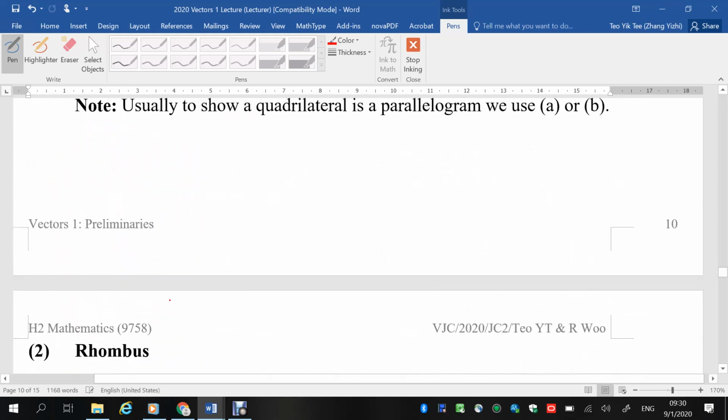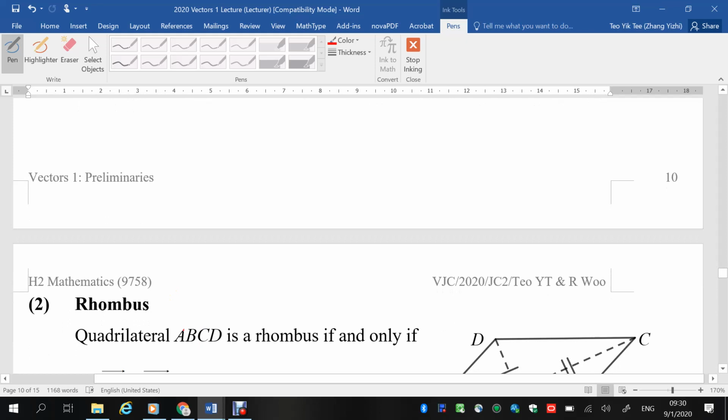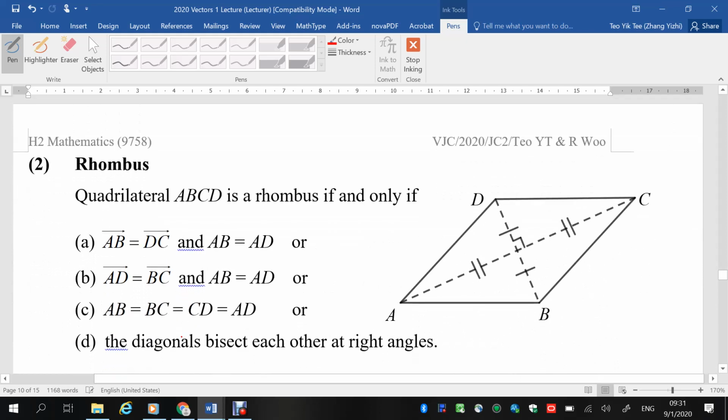Rhombus? Is a rhombus a parallelogram? Is a parallelogram a rhombus? Very good, so a parallelogram is not necessarily a rhombus. What it means is that a rhombus has additional properties that a parallelogram doesn't have, right? That's how you remember. Similarly, a square has additional properties that a parallelogram doesn't have. So what is the additional property that a rhombus has?